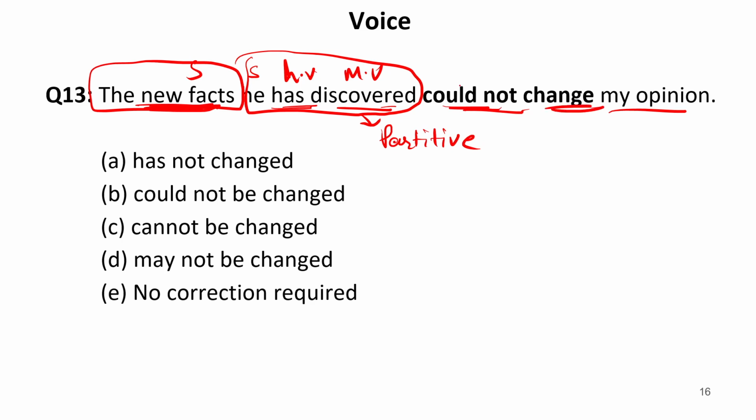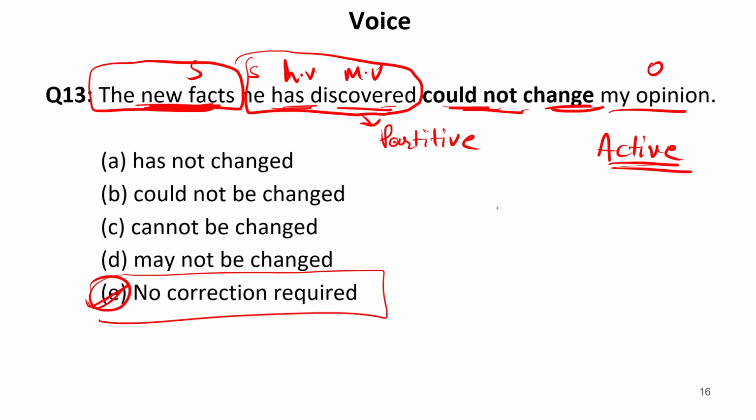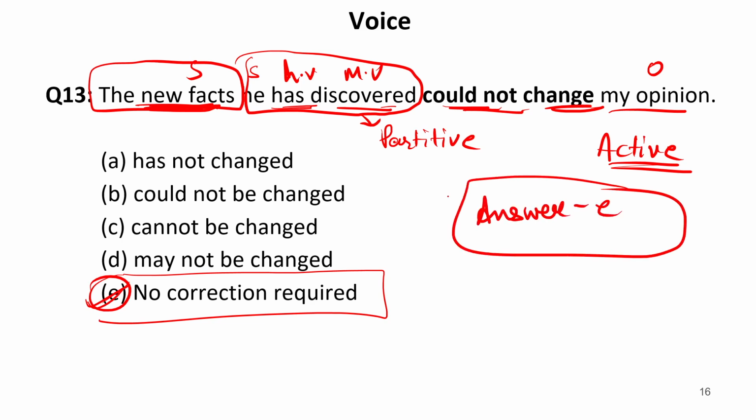Could not change. Now, could not is a modal, then we have changed, that is verb first form, my opinion. So, my opinion is an object. It means the given sentence is an active voice and an active structure, that is subject plus helping verb plus main verb plus object, or subject plus modal plus main verb plus object. So the given sentence is an active voice. It means the sentence is absolutely correct. So the answer is no correction required, because here the sentence is absolutely correct. So our answer is E, that is no correction required.